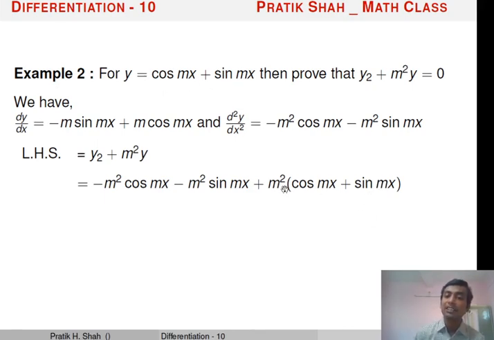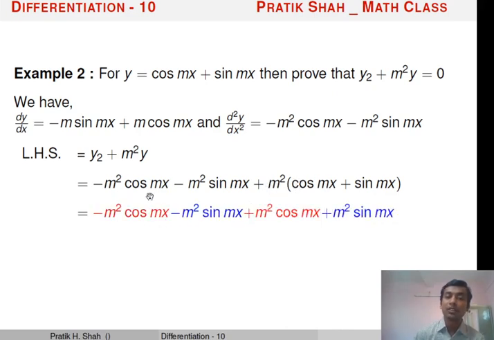Let's separate these terms by multiplying by m square. So first as it is, minus m square cos mx minus m square sin mx. This is m square cos mx plus m square sin mx. These two blue terms are related to the sine function. Both are opposite to each other and will be cancelled out. Red terms are in terms of the cos function. They will also be cancelled out. So we are left with 0, which is our target, equal to the right hand side.